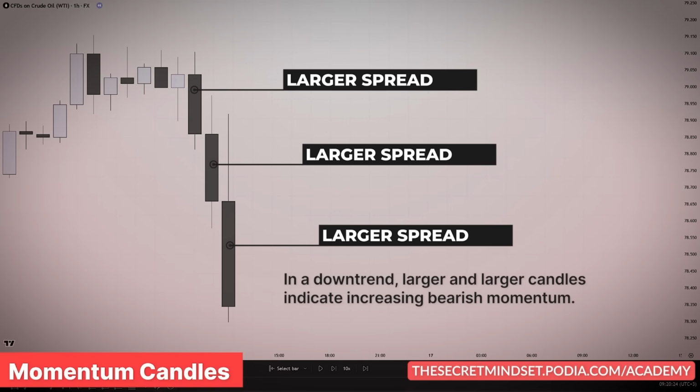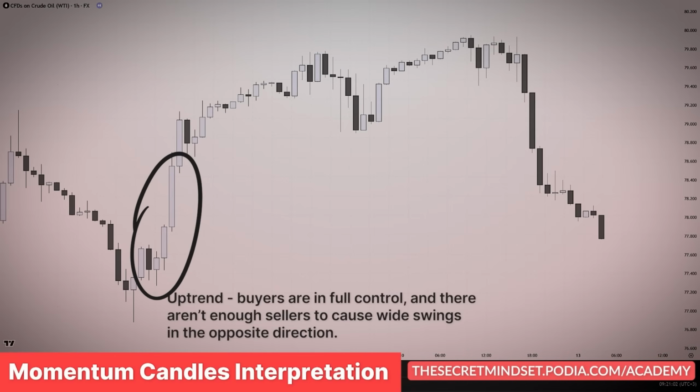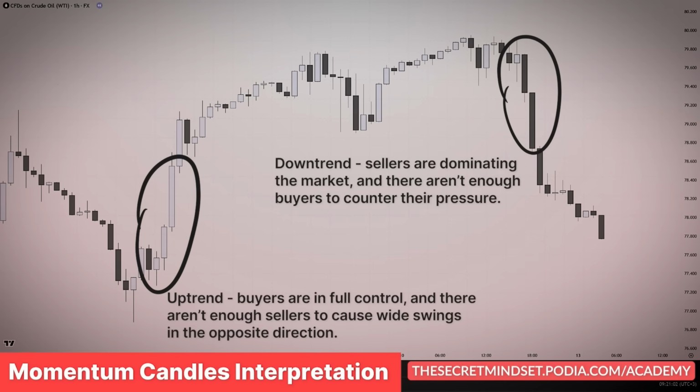When you see consecutive candles increasing in size, it's a clear signal that the trend is gaining momentum in that direction. In an uptrend, it means buyers are in full control, and there aren't enough sellers to cause wide swings in the opposite direction. In a downtrend, growing candles show sellers are dominating the market, and there aren't enough buyers to counter their pressure.